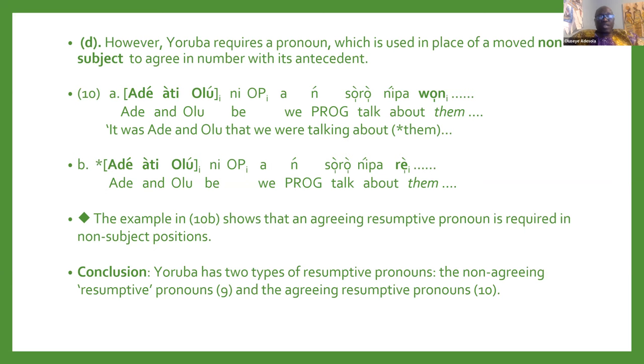Maybe not. We also find the same thing in other contexts, but more importantly, if it were in non-subject position, agreement is required, like in 10A. Ade Atiolu ni answer o ni pawon. In this case, Ade Atiolu is plural, and then won is also a plural pronoun that is used as a resumptive pronoun for Ade Atiolu that was moved from that complex. Now, Ade Atiolu ni answer o ni pare would have been a version of the non-agreeing pronoun if re was allowed, because re is third person singular, but it's not acceptable. Why? Because there's supposed to be an agreement.